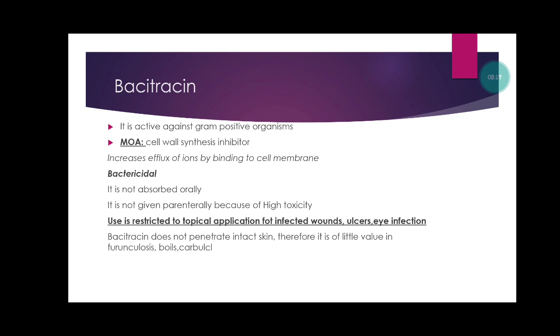Bacitracin. It is active against gram-positive organisms. Mechanism of action: it is a cell wall synthesis inhibitor. It increases efflux of ions by binding to the cell membrane. Bactericidal. It is not absorbed orally. It is not given parenterally because of high toxicity. Use is restricted to topical application for infected wounds, ulcers, and eye infections. Bacitracin does not penetrate intact skin, therefore it is of little value in boils and carbuncles.